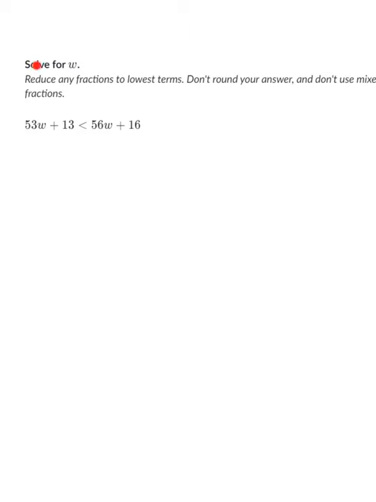Okay, it says solve for W. Reduce any fractions to lowest terms. Don't round your answer, and don't use mixed fractions. This problem comes from Khan Academy. So let's write this down. We have 53W plus 13 is less than 56W plus 16.